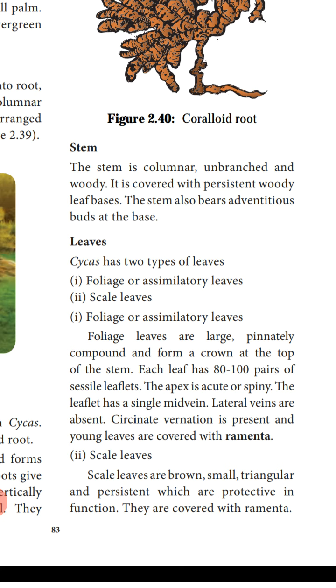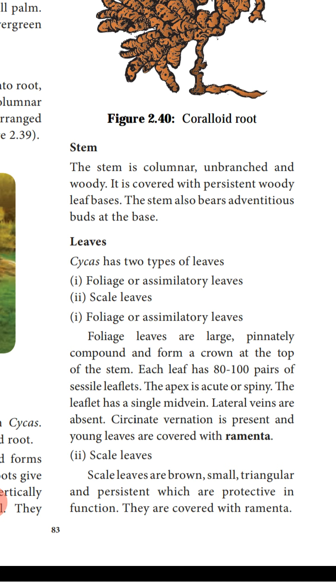It is covered with persistent woody leaf bases. So on the surface of the stem we can find the woody leaf bases present there. The stem also bears adventitious buds at the base. In the leaf base there are some adventitious buds present. When these adventitious buds are detached from the stem and kept in the soil, they will lead to the development of the plant.